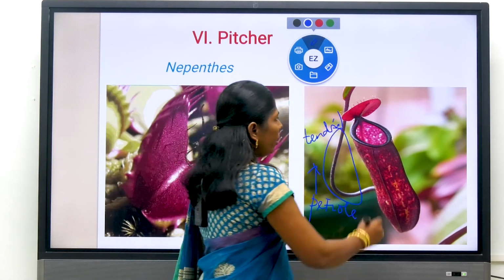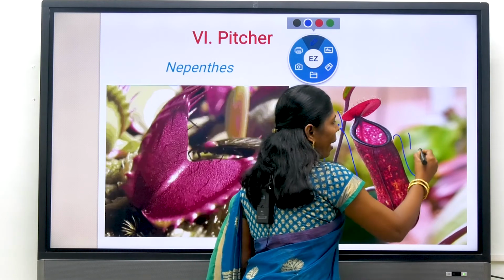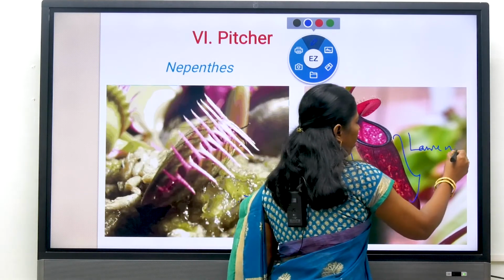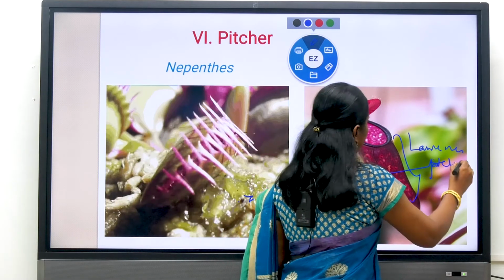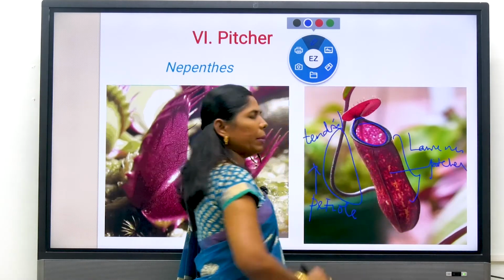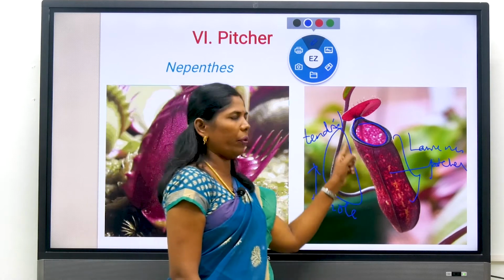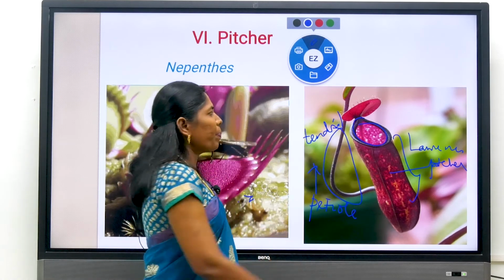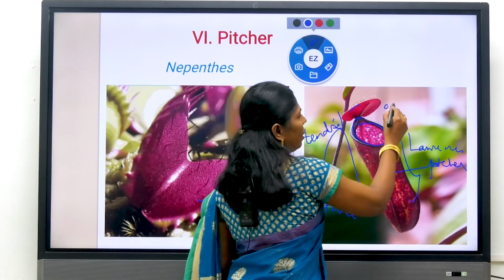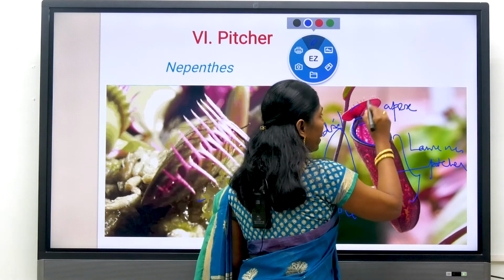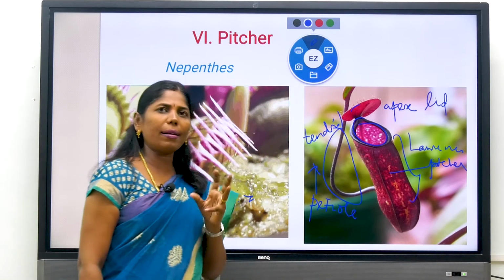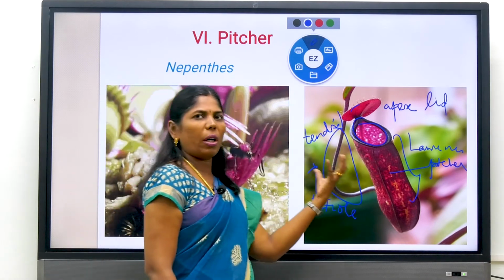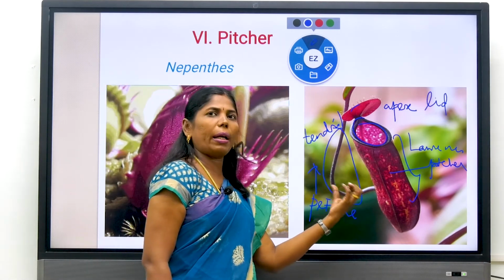Here this region is called the lamina. The lamina is modified into the pitcher. So this is your rim or mouth. It's very beautiful, it attracts the insects. This region is your apex, the leaf apex. The leaf apex is modified into a lid-like structure. So the entire leaf is modified into some features to carry out the functions.